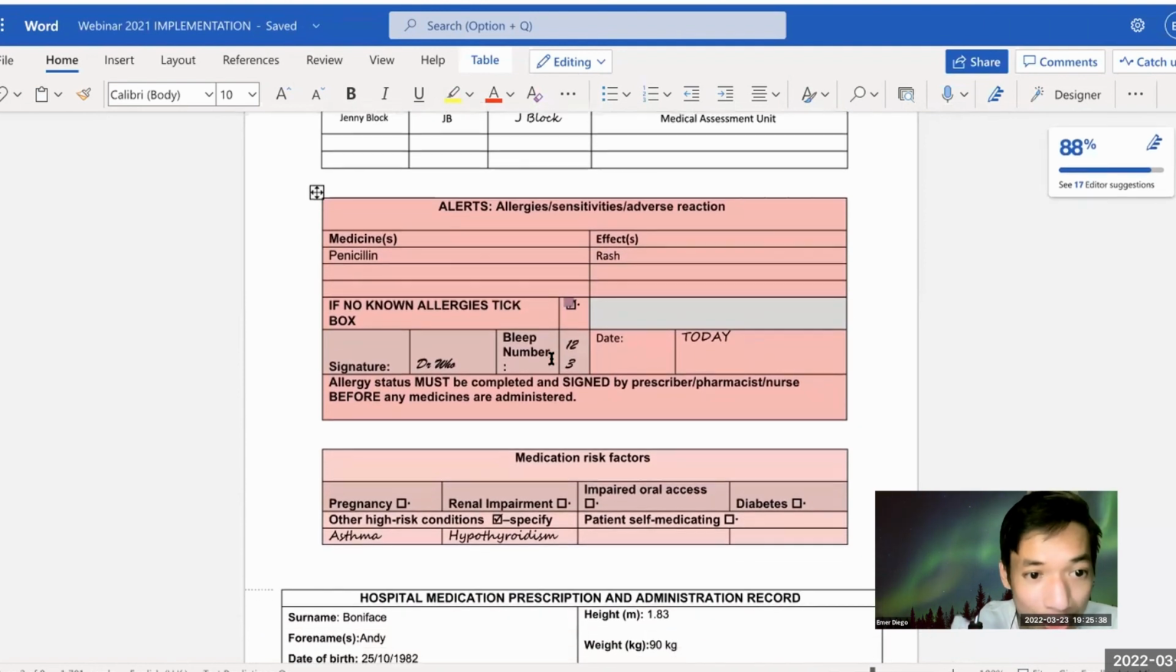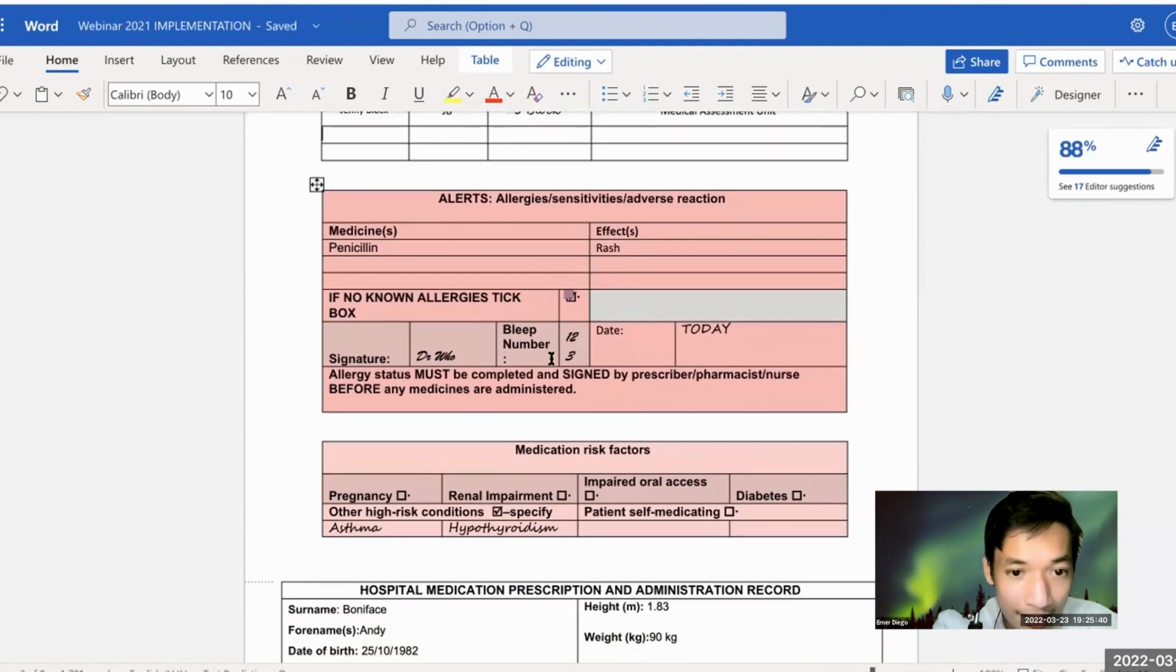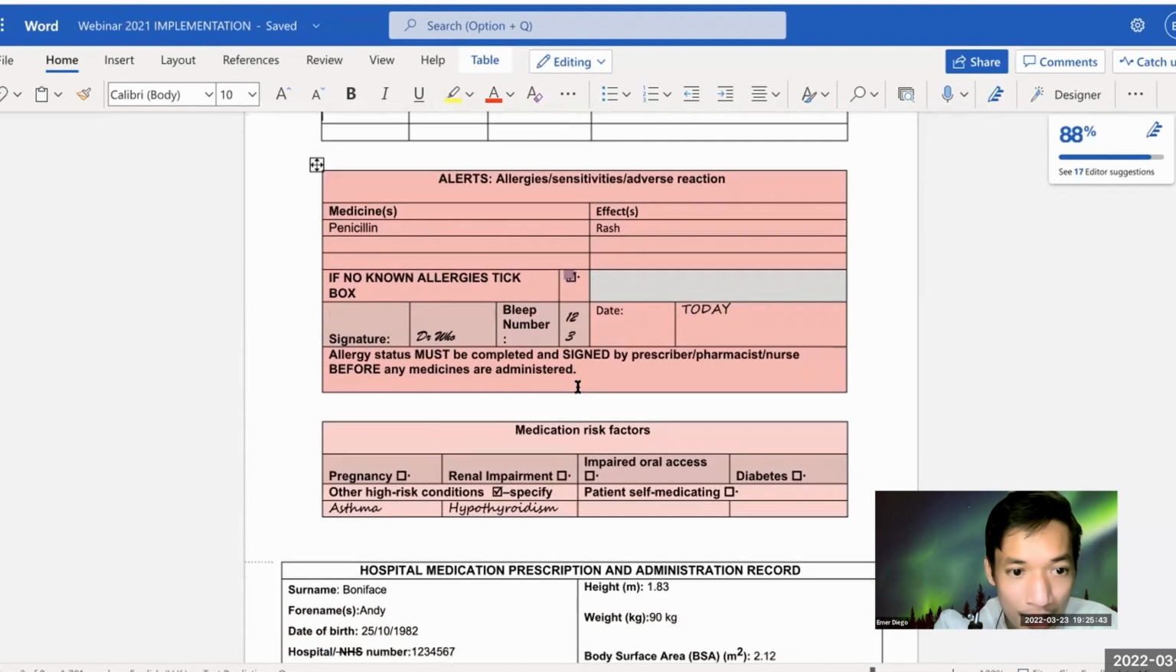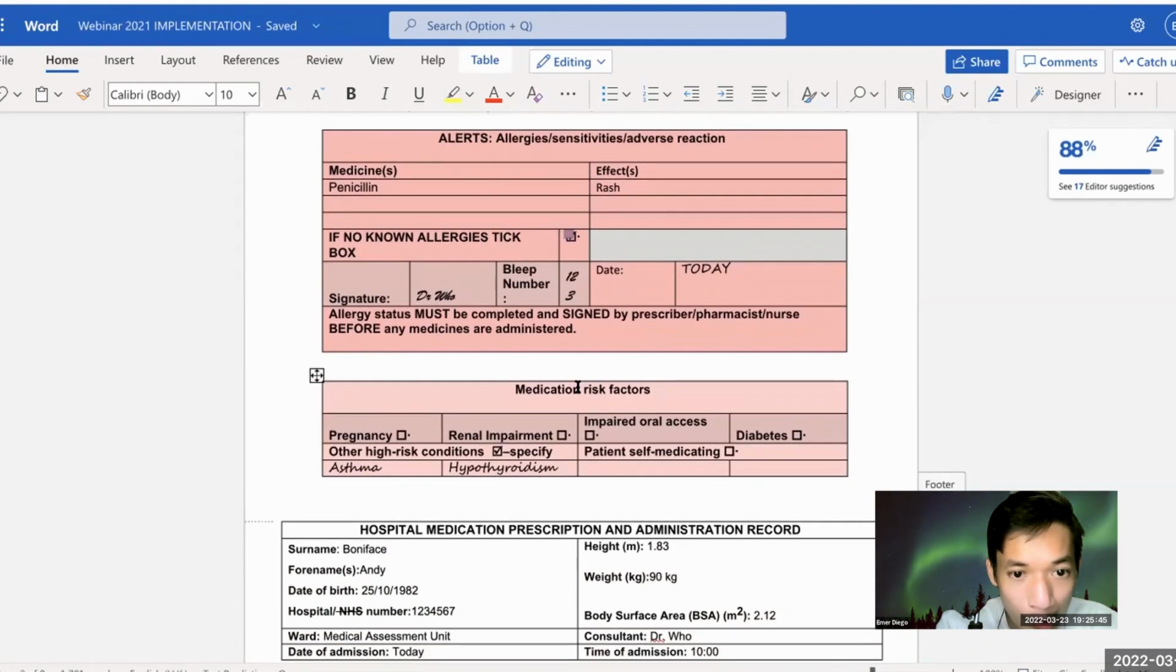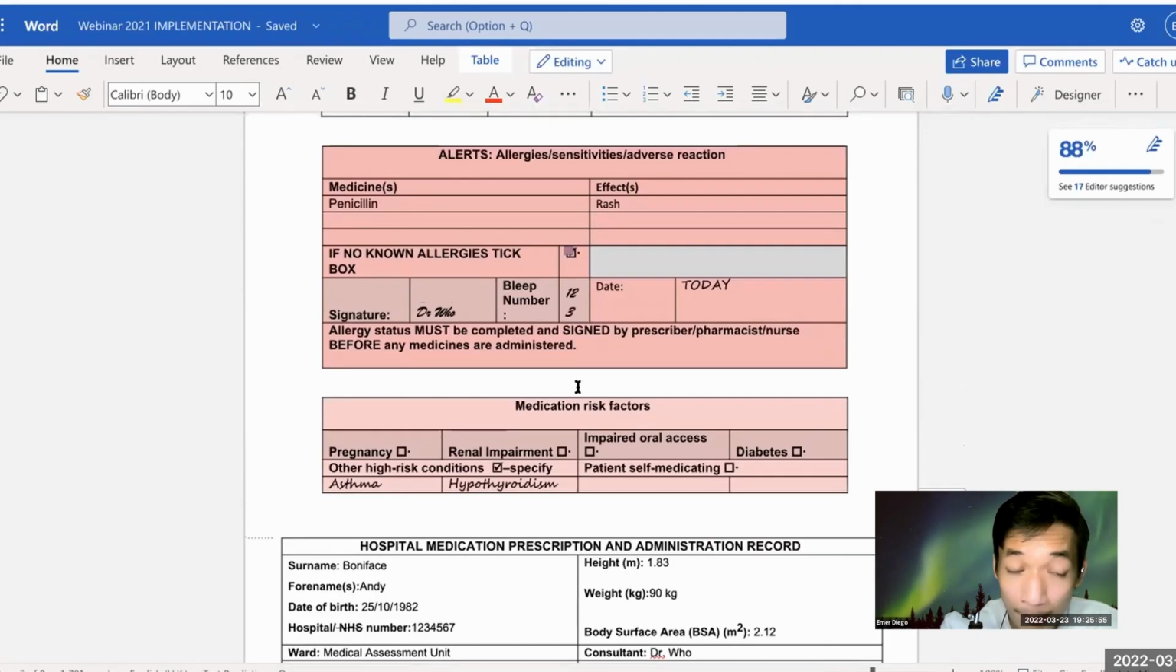Next is allergies. The patient is allergic to penicillin and the effect is rash. Okay? Signed by Doctor Who, bleep number 123, today. If the patient is allergic to any medication, keep an eye on that. It might be prescribed on your drug chart.